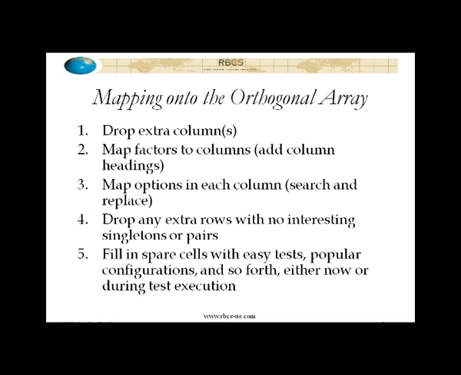First, if there are any extra columns, drop them. So if you have 5 factors, you've got 7 columns, drop 2 columns. Which columns? Your choice. You can pick any 2 columns. I would recommend, though, that you pick the rightmost columns in the orthogonal array, because those are the ones that are going to be changing the quickest. Usually it's a good idea to keep the columns that change more slowly, and those are the columns on the left-hand side of the orthogonal array.